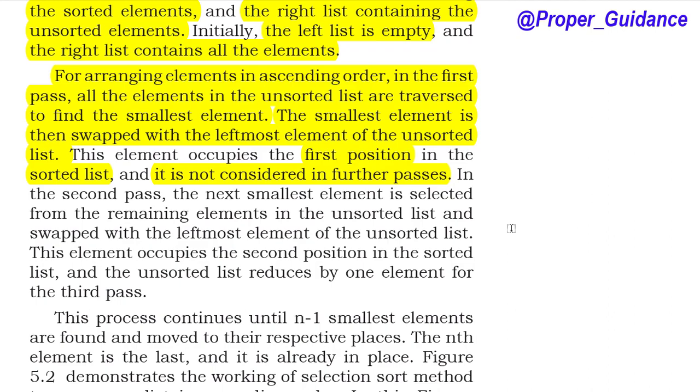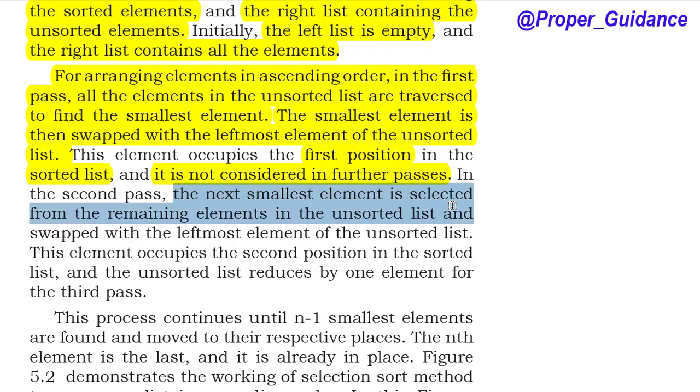All of them are checked to find the smallest one. The smallest element is captured and swapped with the leftmost element of the unsorted list and fixed there, in the first position, and it is not considered in further passes. We will not consider it because we know that this is the smallest one, so we need not check further for that particular number. Then for the remaining portion, in the second pass, what will happen?